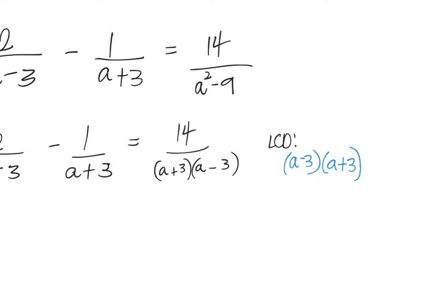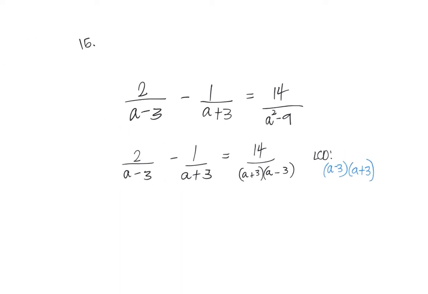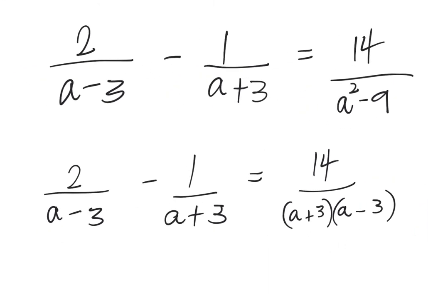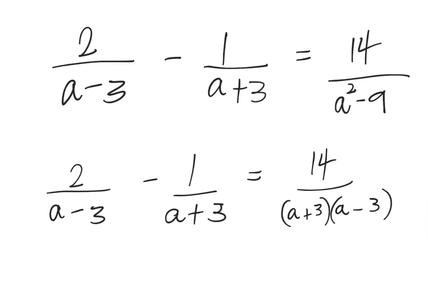And notice that this would have been a much different thing had we not factored that a squared minus 9 into a plus 3 and a minus 3 and been able to see that that was part of those two denominators as well. So I want to multiply that LCD that I just found, a minus 3, a plus 3, by everything. And I usually just write it on top of every part.